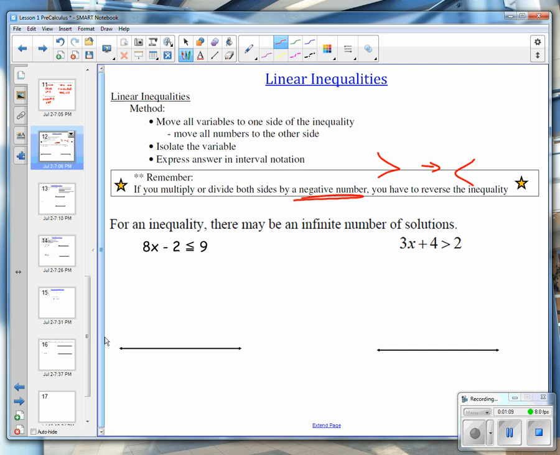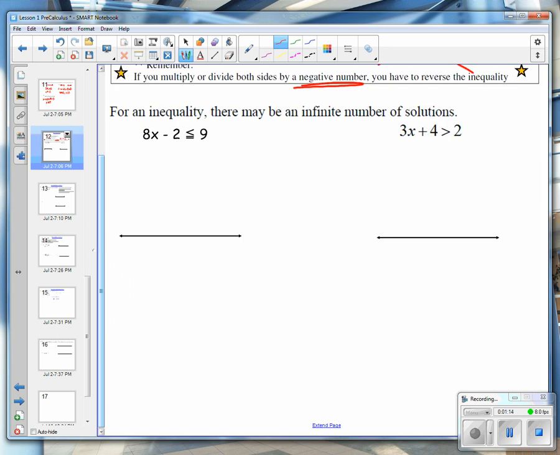So it says for an inequality, there may be an infinite number of solutions. And that's why sometimes we show our solutions on a number line. So let's just try and solve this one first of all. So obviously we're just going to add 2 to both sides here. 8x is less than or equal to 9 plus 2, which is 11. And then we can say I'm going to divide both sides by 8. And so x is going to be less than or equal to 11 over 8.